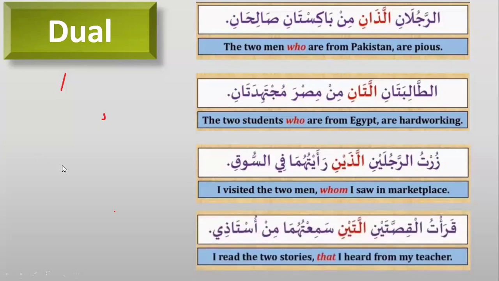Now here again we are taking the same, like allataini. So for whom are we talking about here? We are talking about two stories. Qissataini. Yes, so we are using here allataini. I hope you are getting it. I'm just trying to show you how to use these kinds of formations according to gender and number.